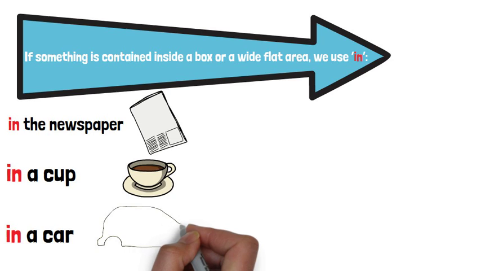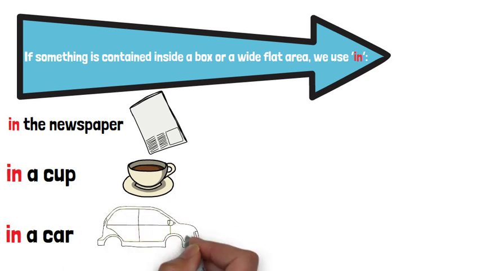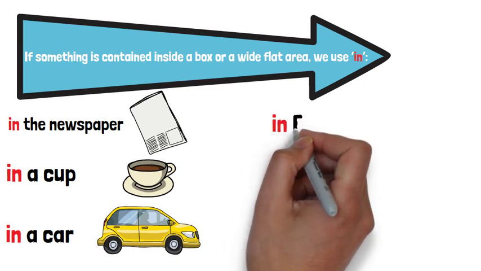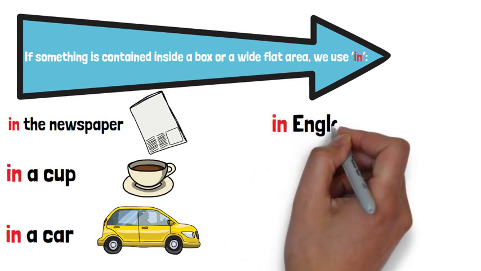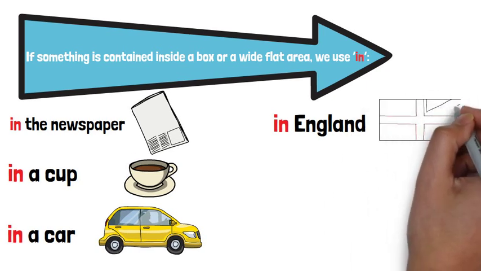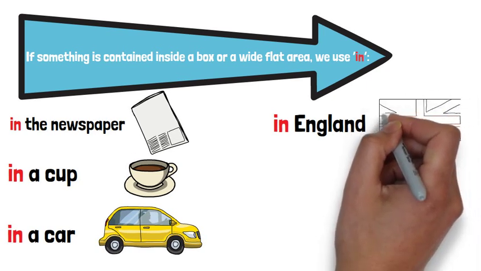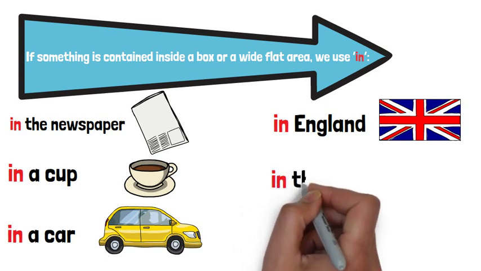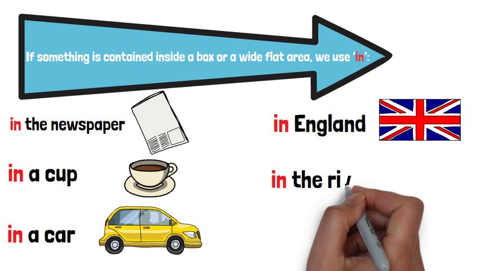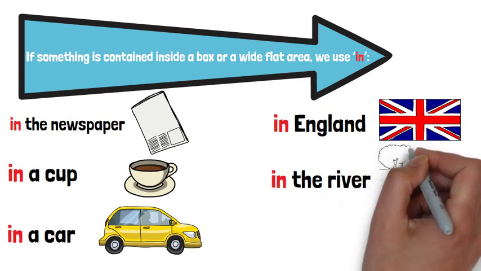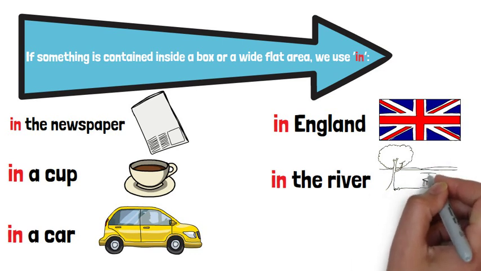In a car داخل السيارة. In a car. Another example which is in England. England وهي بريطانيا مساحة كبيرة جدا. هنا نستعمل in. In the river داخل النهر، يعني السمكة داخل النهر or whatever.